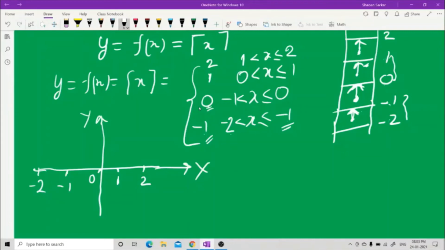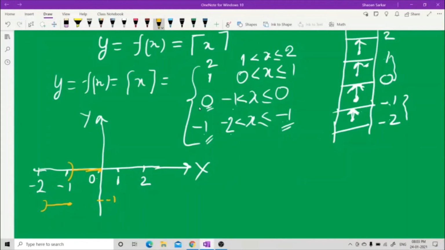Now between -1 and 0, between these two, it is always 0. So it will be 0, but it is never -1. So let me change the color and draw. It is never -1. I have drawn it. Now between -2 and -1, it is -1. It is -1, but never -2. So you will draw like this, and this is never -2, but this point is -1.